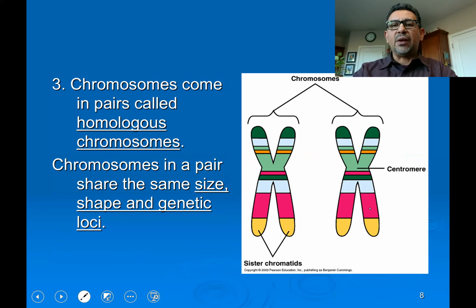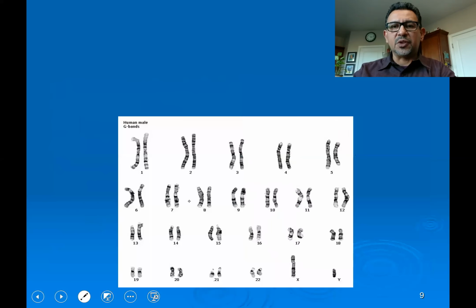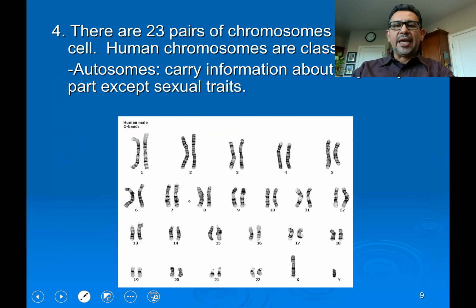There's going to be one that looks the same. Those chromosomes that look the same in terms of size, shape, and the type of genetic loci. Those are the locations of genes in a chromosome. So check it out again. The chromosomes that have the same size, shape, and they have the same type of genetic information are going to be known as homologous chromosomes. One way we can see these homologous chromosomes is by examining a karyotype.